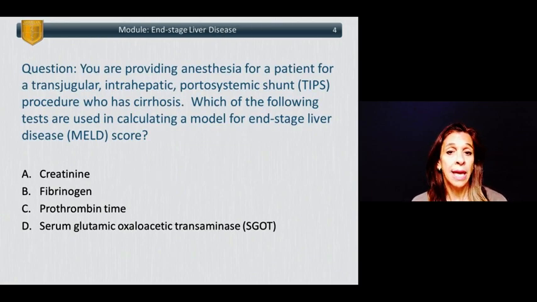You are providing anesthesia for a patient for a transjugular intrahepatic portosystemic shunt, better known as TIPS, who has cirrhosis. Which of the following tests are used in calculating a model for end-stage liver disease, or MELD score? A, the creatinine level. B, fibrinogen. C, prothrombin time. D, serum glutamic oxaloacetic transaminase, or SGOT.